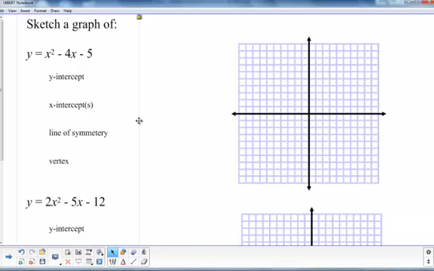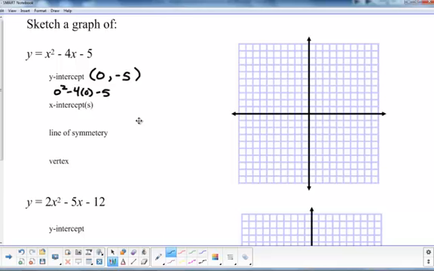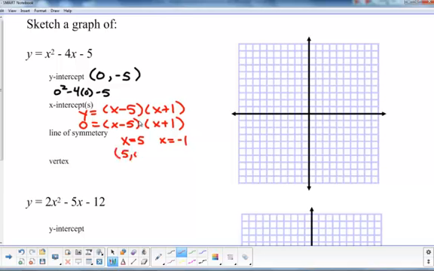So if we want to sketch a graph of this, our y-intercept, again, you're going to plug 0 in for x and solve for y. If 0 is in for x, that means that you have 0 squared minus 4 times 0 minus 5. Our x-intercepts are in factored form. This can factor into x minus 5, x plus 1. So our two x-intercepts are at 5 and at negative 1. So our ordered pair points are (5, 0) and (negative 1, 0).